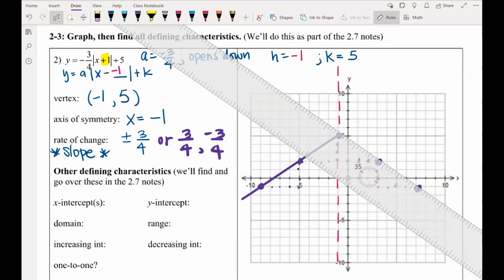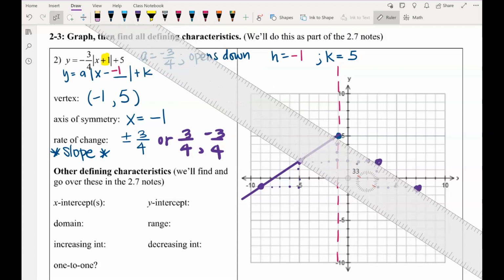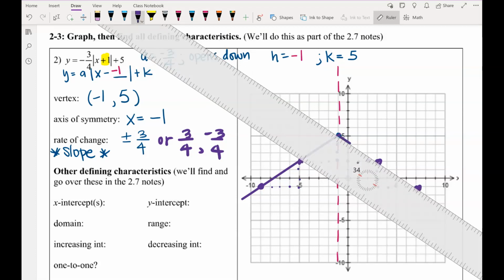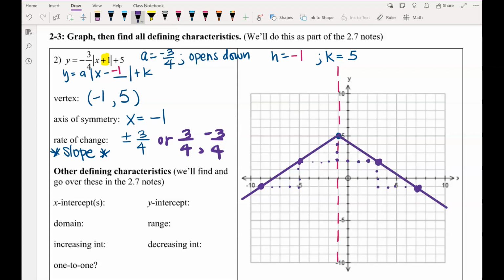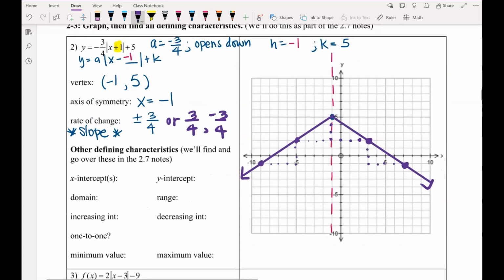Can you go beyond the vertex, guys? No, don't go past it. And then arrows, arrows. We do not need to find those right now. We will save that for later.